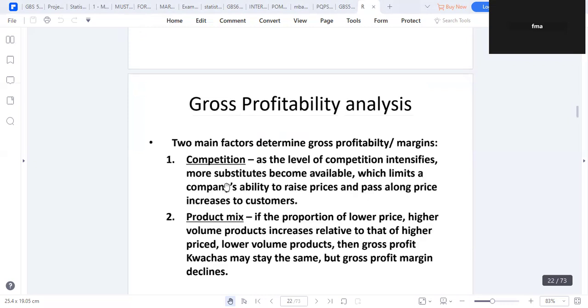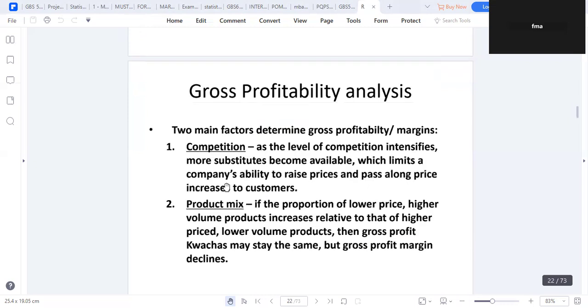Okay, so we go to profitability. So profitability, we have two main factors that will determine profitability. So competition. As you do the analysis, not only about the figures, you also need to determine why the results were so. So I'm giving you the issues that you're going to use.